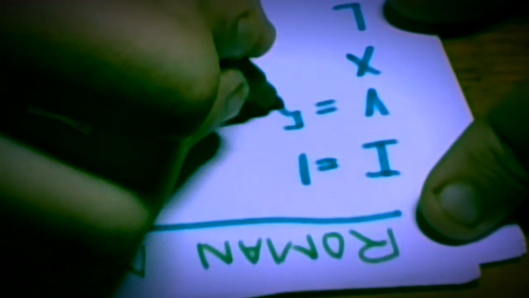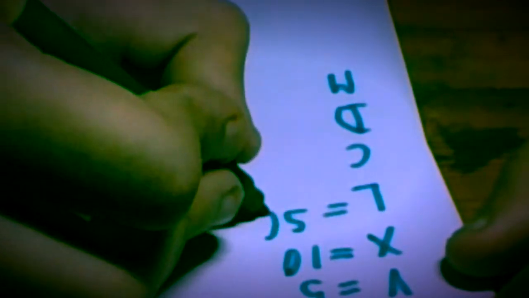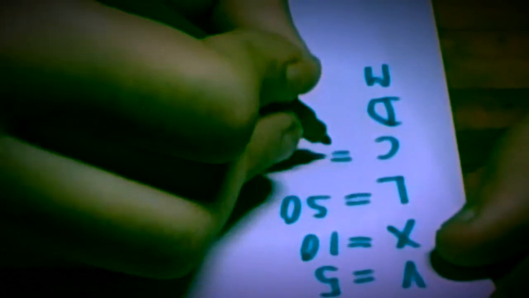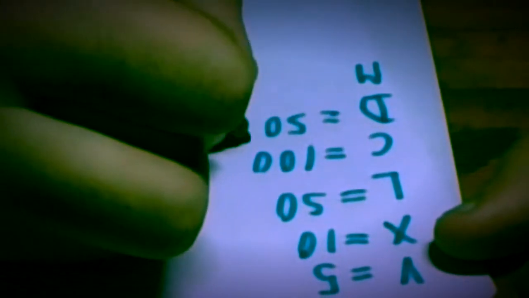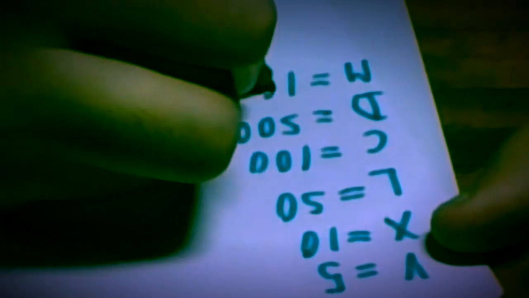So the basic Roman numbers are I, V, X, L, C, D, and M. So I is equal to 1, V is equal to 5, X is equal to 10, L is equal to 50, C is equal to 100, D is equal to 500, and M is equal to 1000.